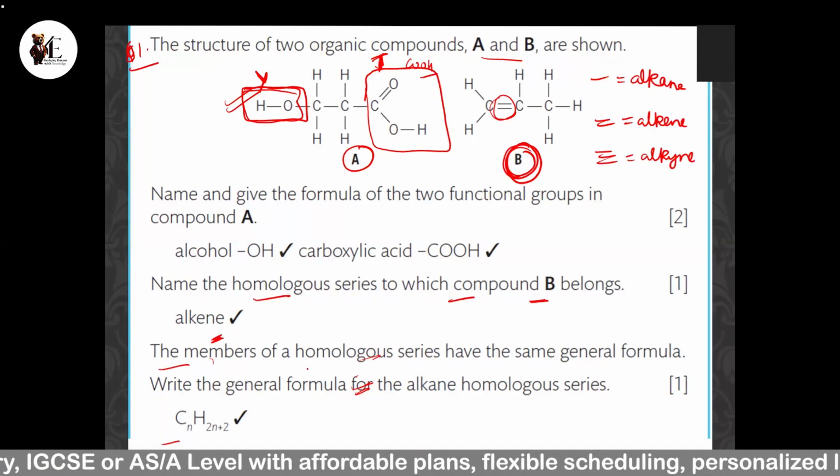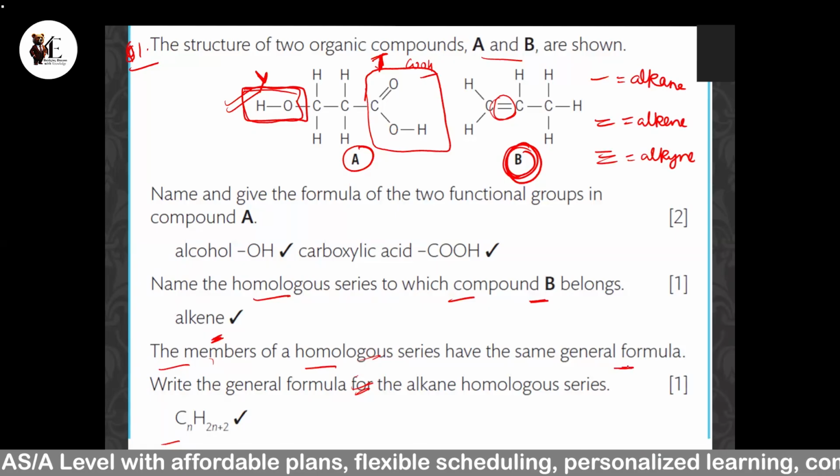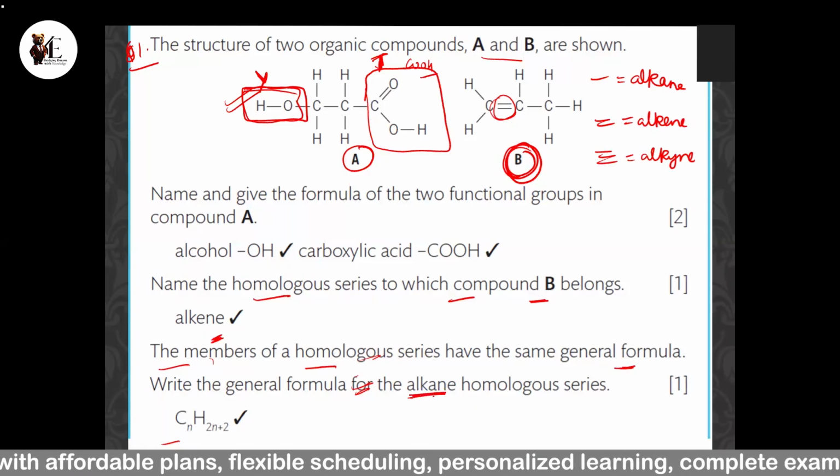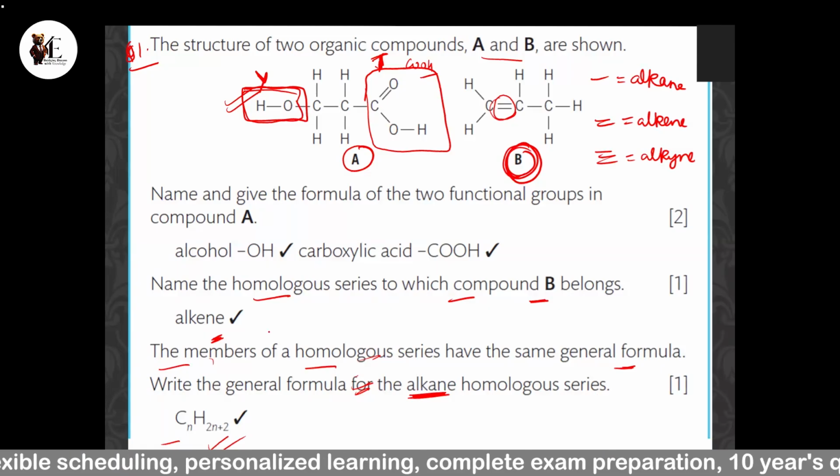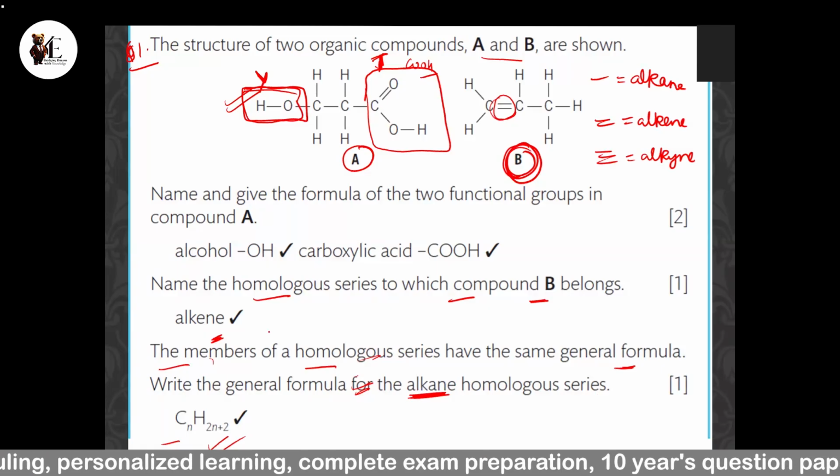Question number 3, the members of a homologous series have the same general formula. So you have to tell me the general formula of alkane. So remember it is CnH2n+2. Okay, so write down all these questions with the solution.